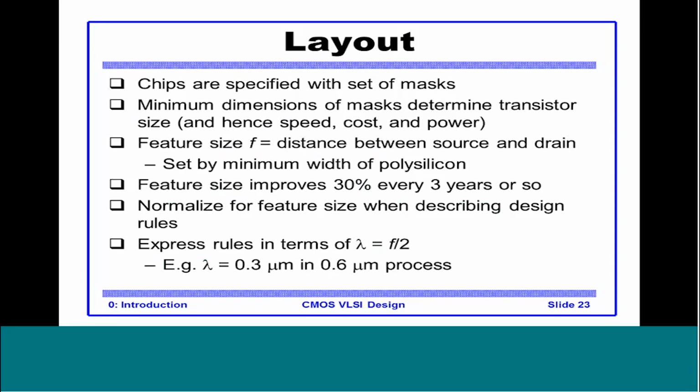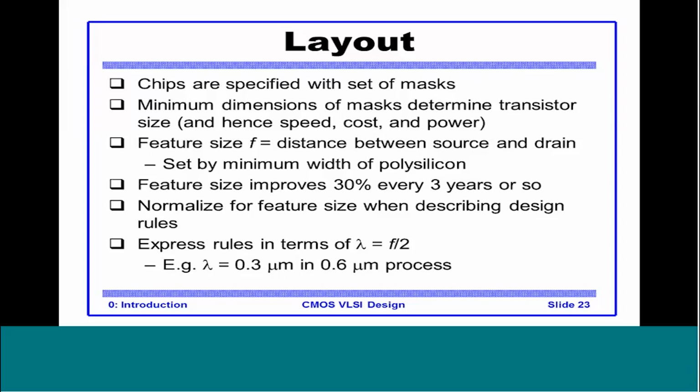is made. Now the minimum dimensions of the mask determine the transistor size, and in turn they determine the speed, the cost and the power of the circuit. There is a very important term called feature size F, which is the distance between source and drain. It is determined by the minimum width of polysilicon. It is also called the channel length. Usually, feature size improves 30% every 3 years or so.